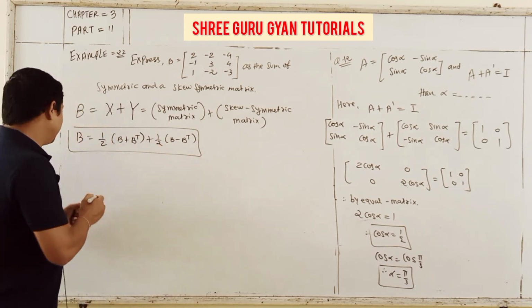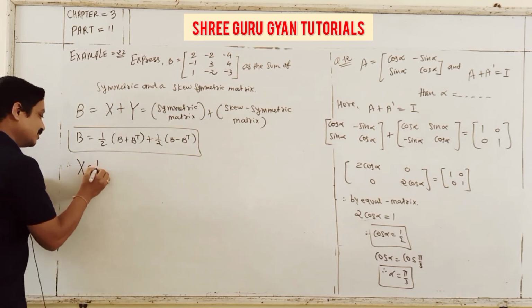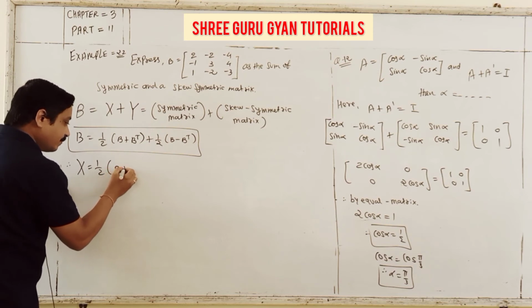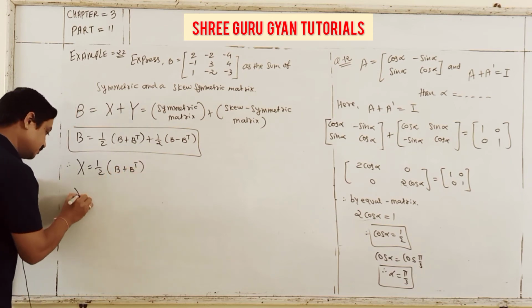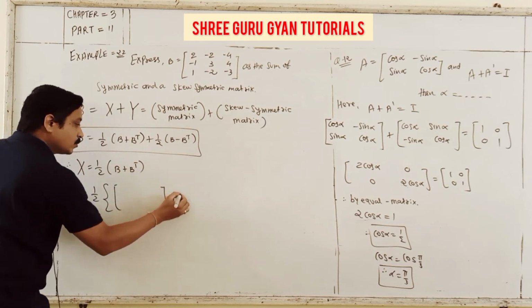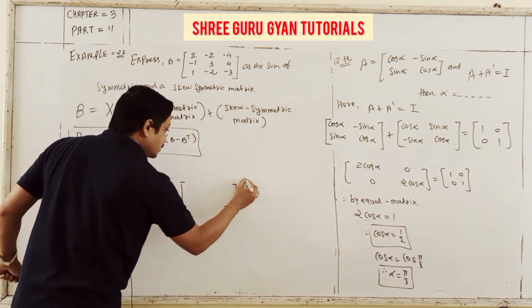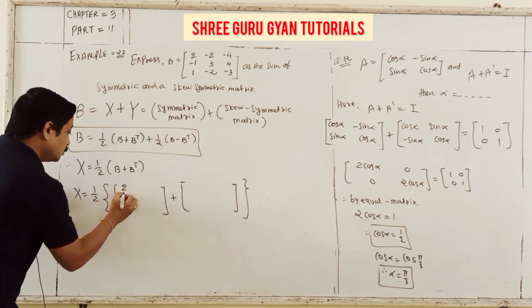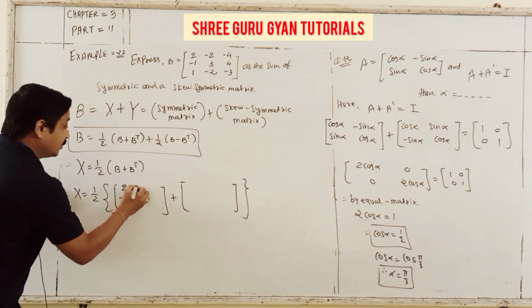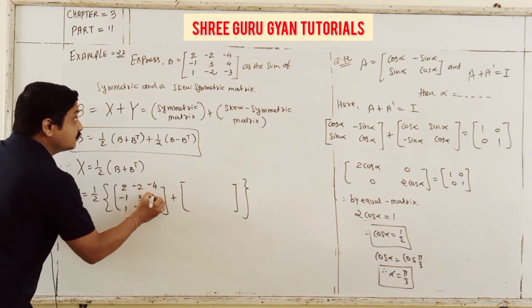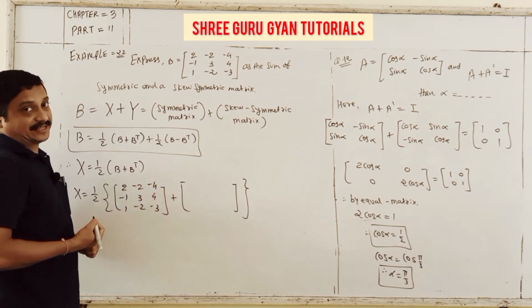Now I will start, therefore, your x portion. This is your x and that is your y. Half of B plus B transpose. Just put it systematically, matrix B plus matrix B transpose on it. Now what is the B? Yes, 2 minus 1 1, minus 2 3 minus 2, and minus 4 4 and minus 3.